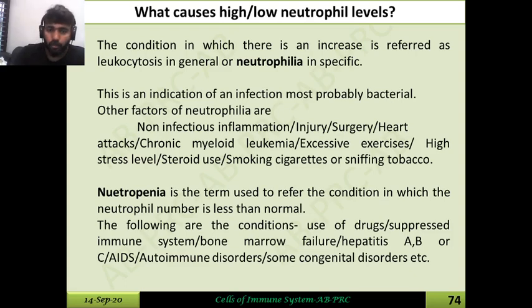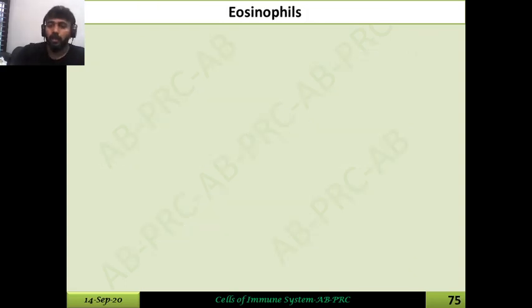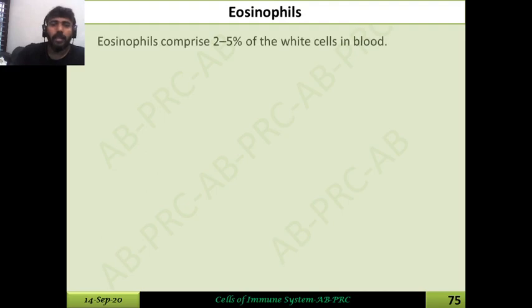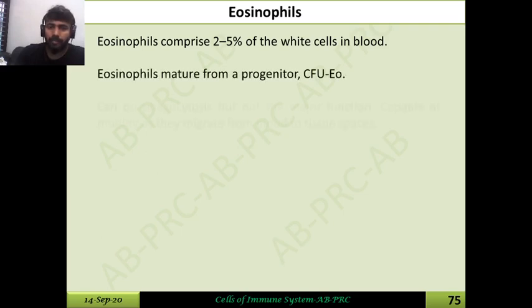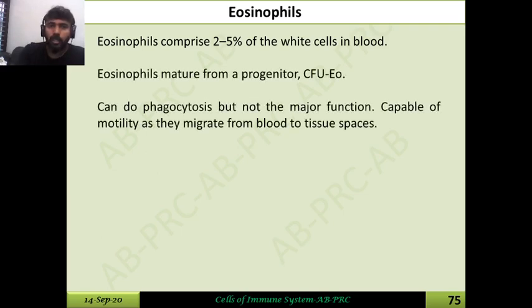Okay, now the second granulocyte is called eosinophils. These are very small in quantity when compared to the neutrophils, only 2 to 5% of the total WBC. Then they are derived from their corresponding progenitor. They are phagocytic, but not usually performing phagocytosis. It is not their major function, right?